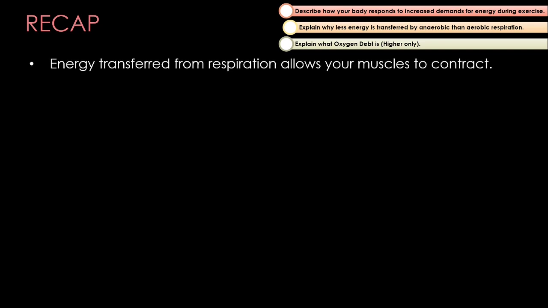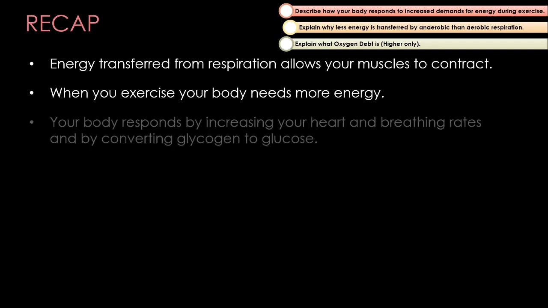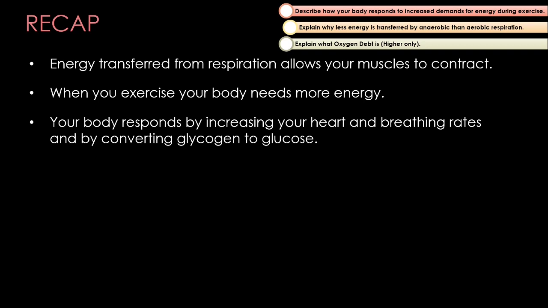Energy transferred from respiration allows your muscles to contract. So when you do respiration, one of the reasons you do it is to allow your muscles to do their job, which is to contract, allow you to move, pick things up, allow your heart to beat, your food to be digested, and so on. When you exercise, your body needs more energy. You're doing more work, so you're going to need to get more energy transferred for your muscles. Your heart rate and the rate at which you breathe will go up when you exercise. This is to get more oxygen to your muscles and also to allow more carbon dioxide to be taken away.